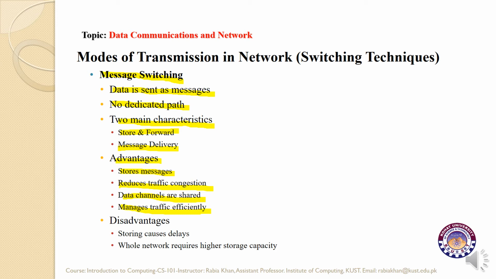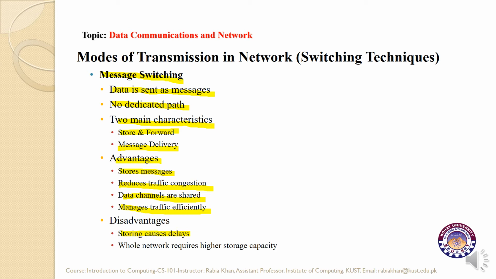Besides some benefits, it brings some disadvantages as well. For example, data may be stored on the intermediate nodes for quite long. That may cause delays in data transmission. As I just said, a node stores data for some time until the other node in the path is ready to receive the data. So it may take some time, at times quite long, and this may cause delays in message delivery.